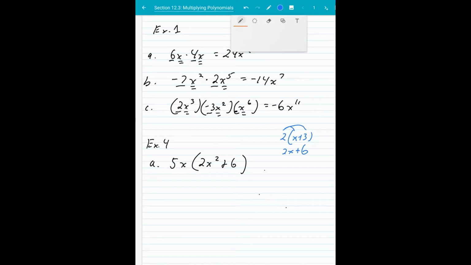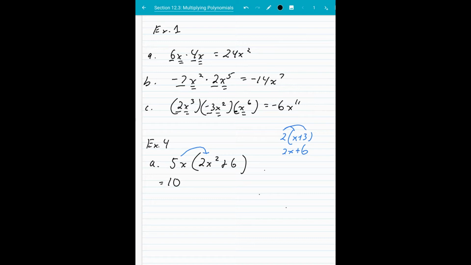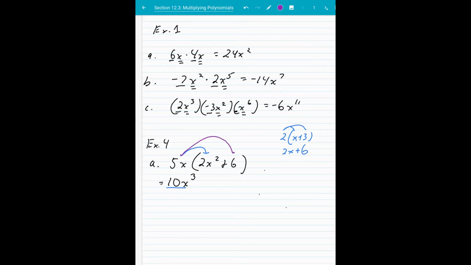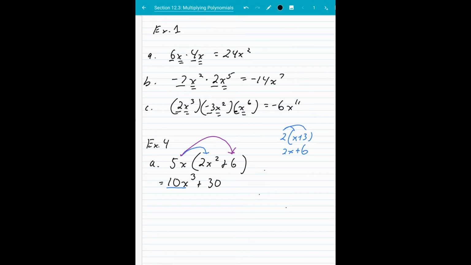All right. Let's distribute the 5x to the 2x squared. Remember, multiplying numbers with numbers. 5 times 2 would make 10. X times x squared would make x to the 3rd. And that would be this first one. Then we have to distribute the 5x to the 6. So 5 times 6 makes 30. And then there's no x right here to multiply, so x times whatever right here, that would be like 1, would be x. And that would be your answer.